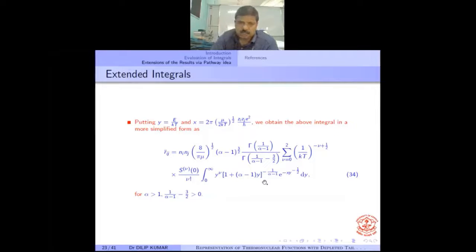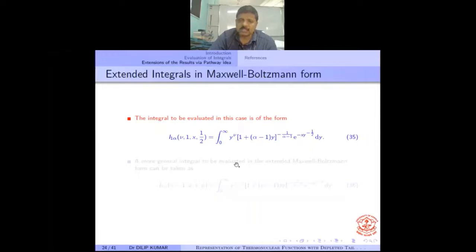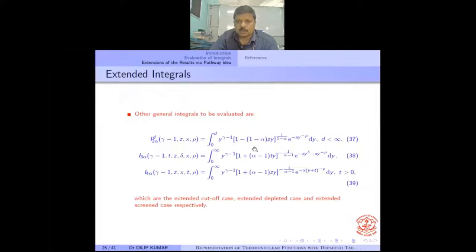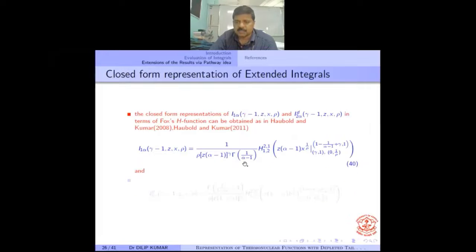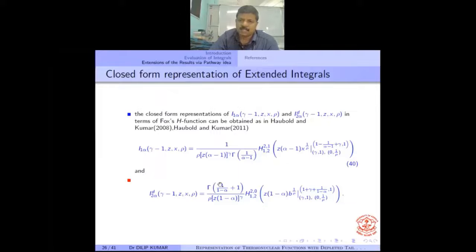The evaluation of this in terms of the H function of one variable and the G function of one variable has been given in the papers of myself with Haubold in 2008 and 2011. You could see that. But here also, we have used the depleted case. We have considered the depleted case and solved it in terms of the two-variable H function. I am not going to explain that because it is a similar procedure. These two are the major results which we have obtained in that paper, with the physical interpretations of that.